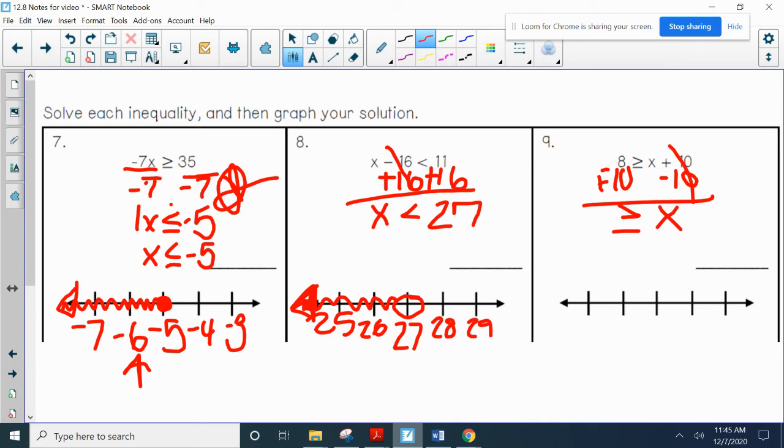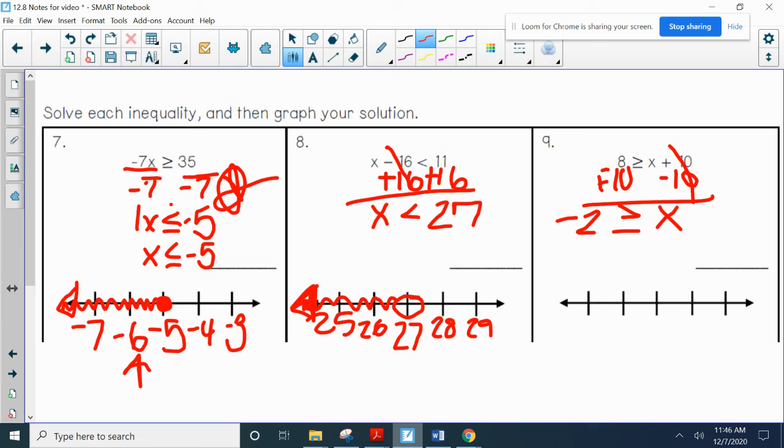Now, our rule for adding one positive and one negative is to subtract and keep the sign of the number with a larger absolute value. So 10 minus 8 is 2. Negative 10 is farther away from 0 than 8 is. So we're going to keep the sign of the negative 2.